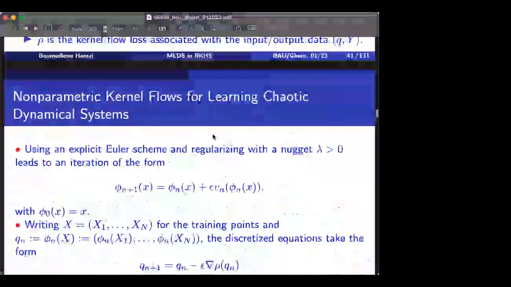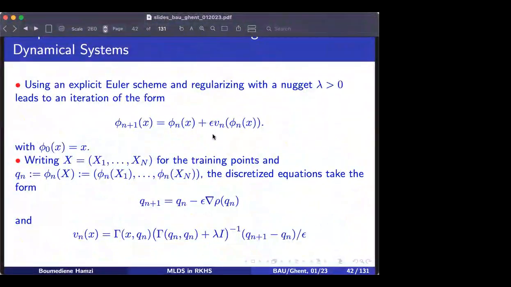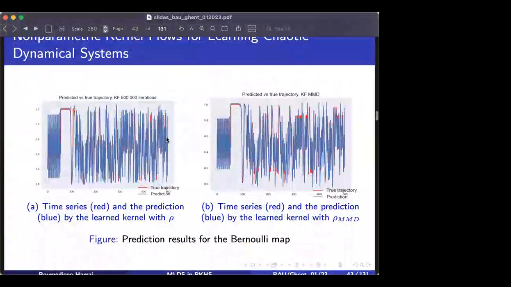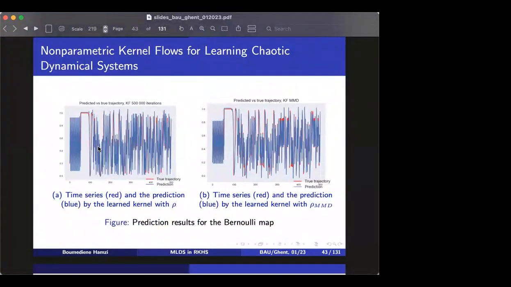And after discretization, the discretization gives us the following Euler scheme. And this is what we see here, for example, in the case of the Bernoulli map. On the left side, we are using the classical rho. On the right side, we use the rho MMD that we talked about earlier. So you see that it's still a good prediction. Prediction is blue and true is red.